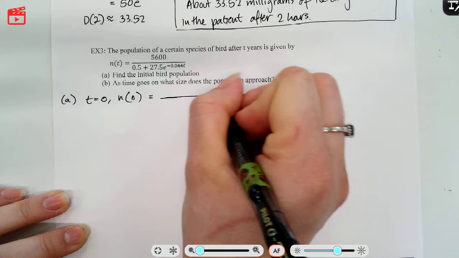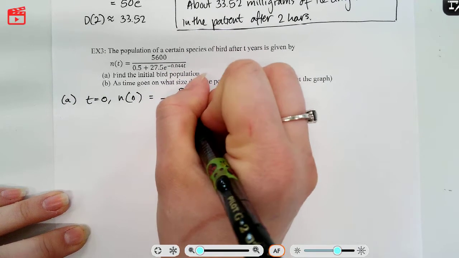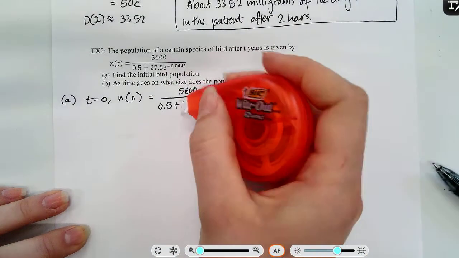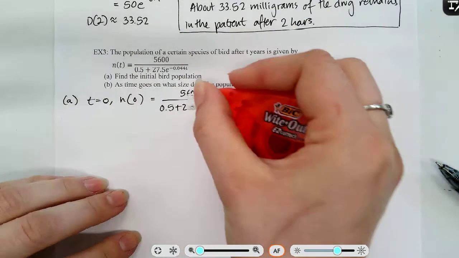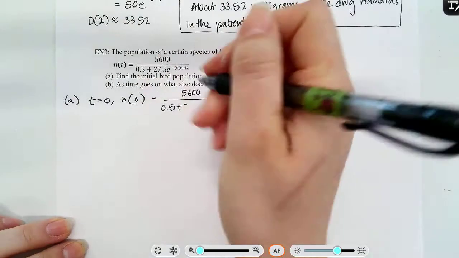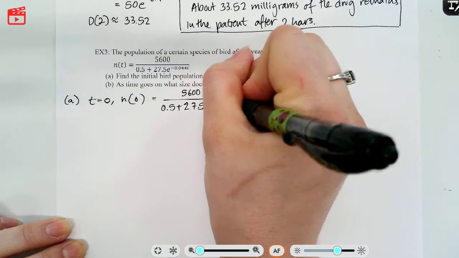Well, plugging that in. Oops, sorry, that's 27. Oh, and my whiteout is dead. What a time to have your whiteout die on you. When you can't even count on your whiteout.